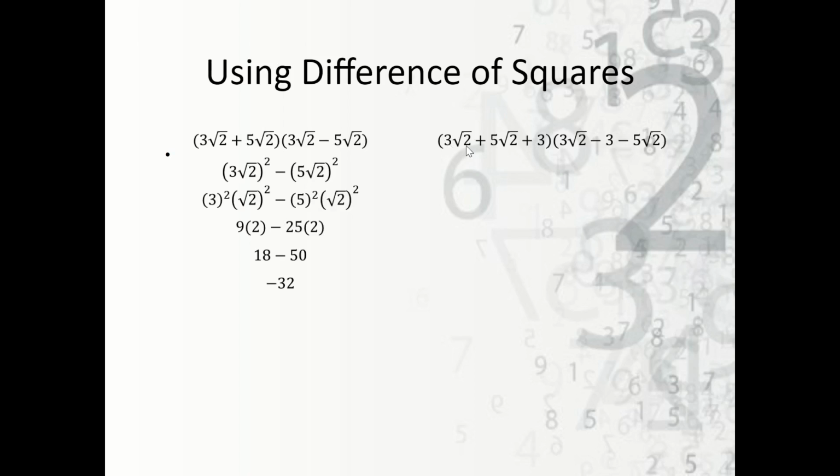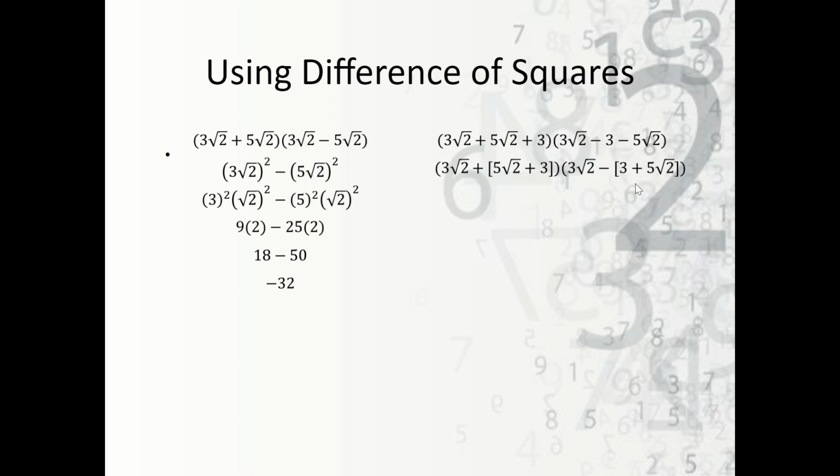This one says (3 square root of 2 plus 5 square root of 2 plus 3) times (3 square root of 2 minus 3 minus 5 square root of 2). Well, what we should notice is if we were to group this part here and this part here, it still becomes a plus b times a minus b. So if we rewrite this, this is 3 square root of 2 plus, and then 5 square root of 2 plus 3. And this is 3 square root of 2 minus 3 plus 5 square root of 2.